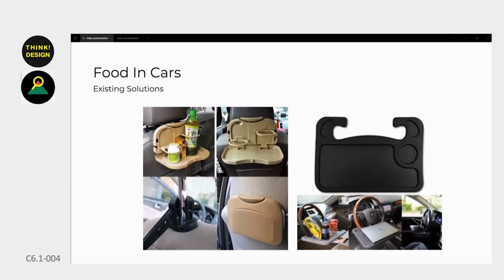We looked at various products and services that were already available currently to have food in cars. We found a few products that were not very popular due to size constraints and inconvenience in their usage.